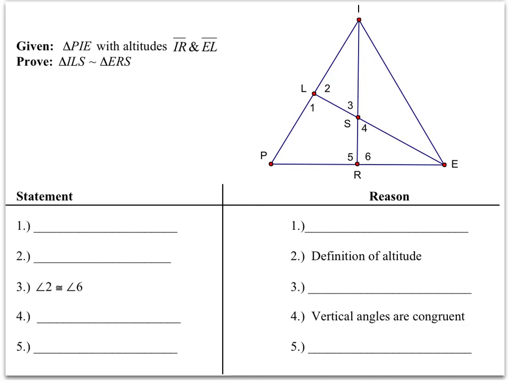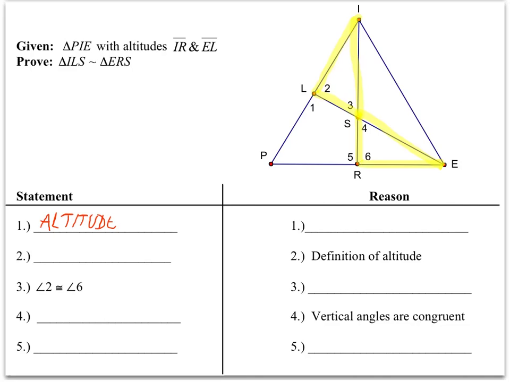Alright, let's tackle some proofs. First thing we got to look at is, what is this question asking? And it wants us to prove that triangle ILS is similar to triangle ERS. Certainly they look similar, but it's our job to actually show this. So we'll start with what we're given. And we're given that IR and EL are altitudes of these triangles. So I'm going to write that down as the given.